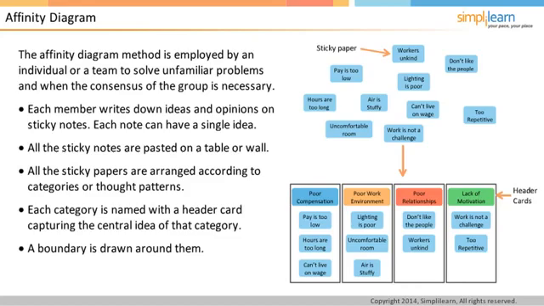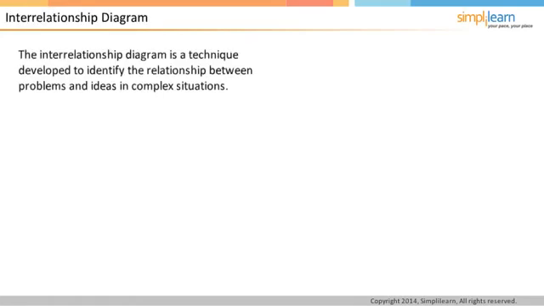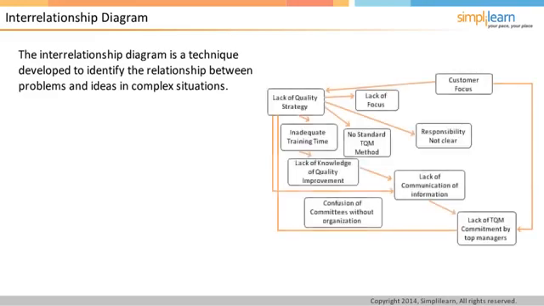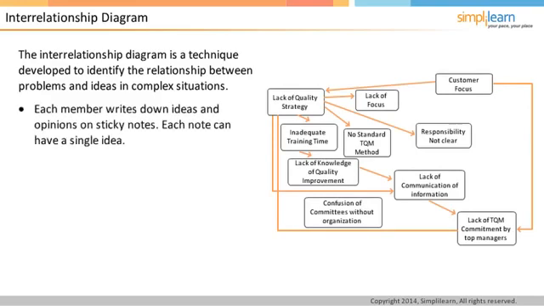During problem solving, the interrelationship diagram technique helps in identifying the relationship between problems and ideas in complex situations. If the problem is really complex, it may not be easy to determine the exact relationship between ideas. The given interrelationship diagram is the result of a team brainstorming session, which identified 10 major issues involved in developing an organization's quality plan. Initially, the problem is defined, and all the members put down their ideas on sticky notes.